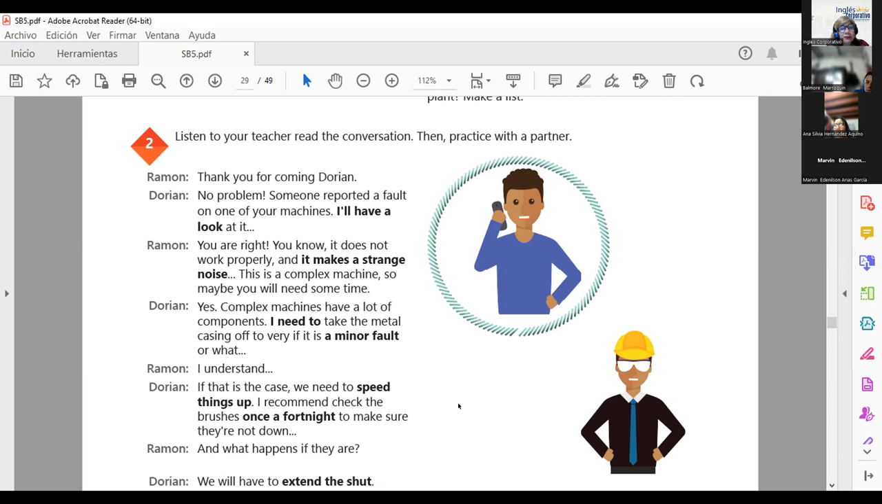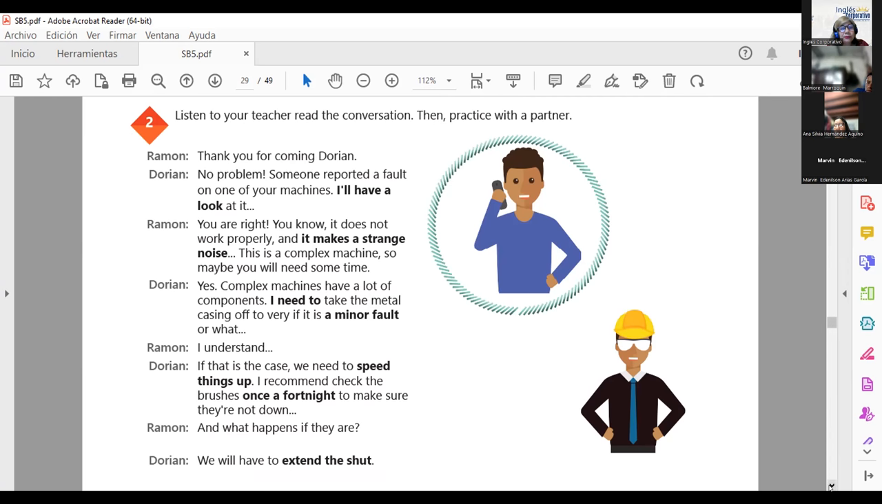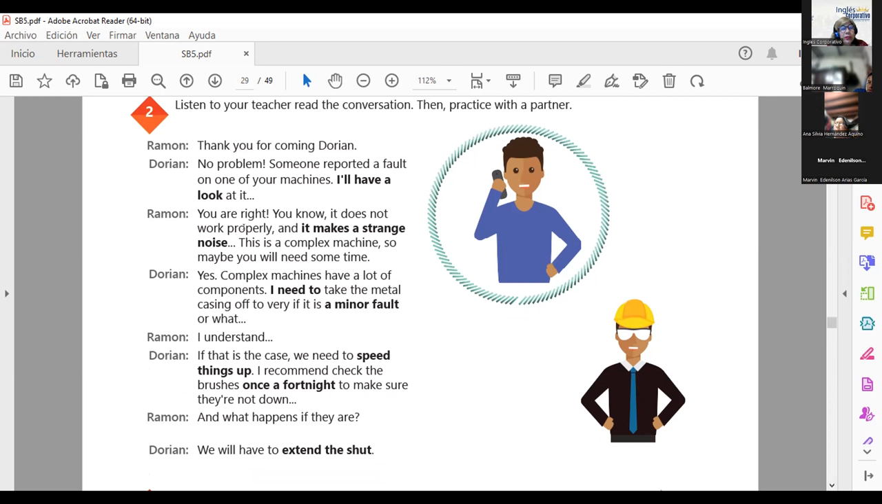Someone reported a fault on one of your machines. I'll have a look at it. You are right. You know, it does not work properly. And it makes a strange noise.